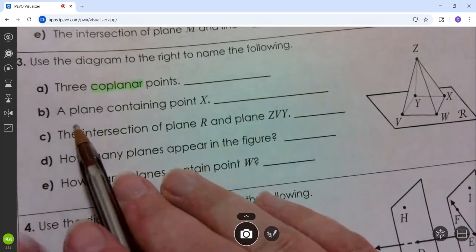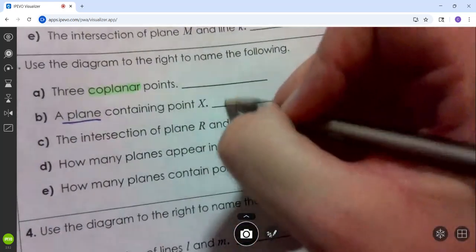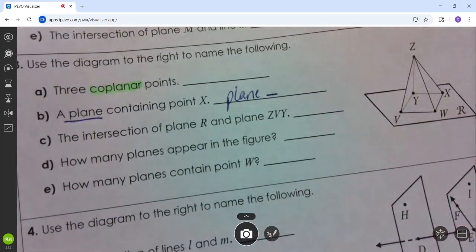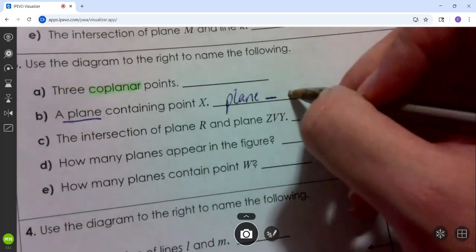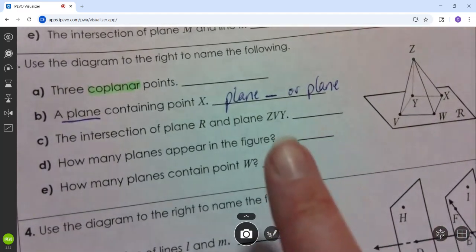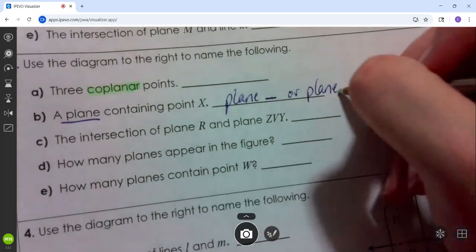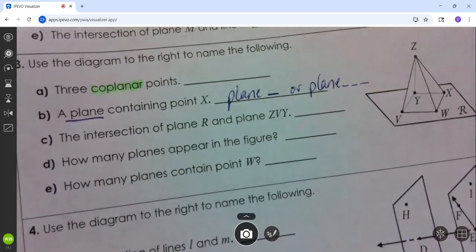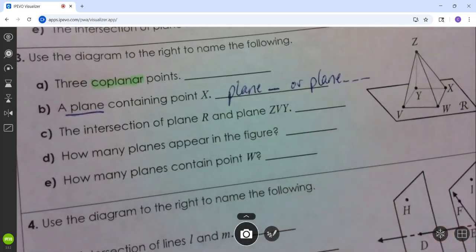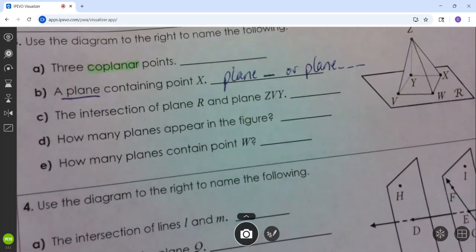All right, a plane containing point X. Now, remember, for a plane, you can say plane and give me the one letter that goes with it that's not a point, or you can say plane, and remember, point gets 1 capital letter, line gets 2, plane gets 3. So then you could give me 3 points that are on that plane. Okay, I want you to try both. Try to give me the two different names, or at least 2 names for that plane, okay?